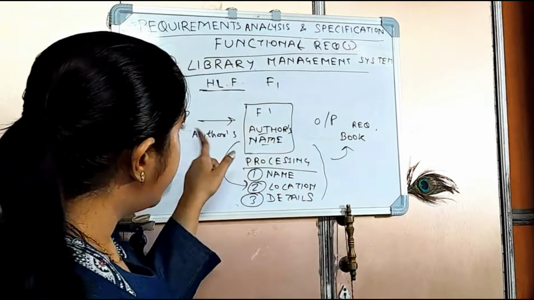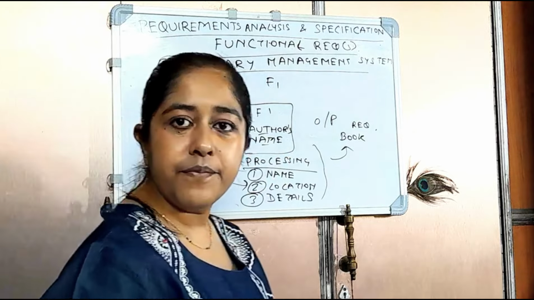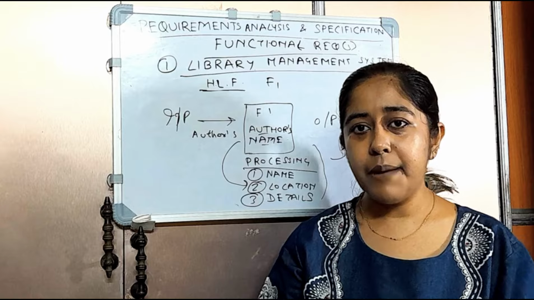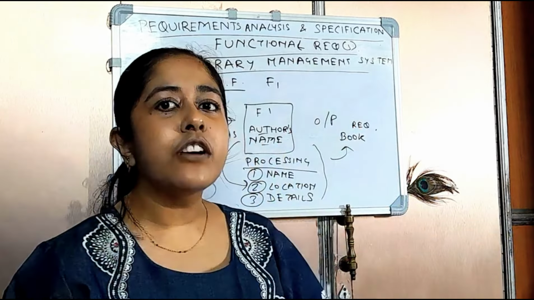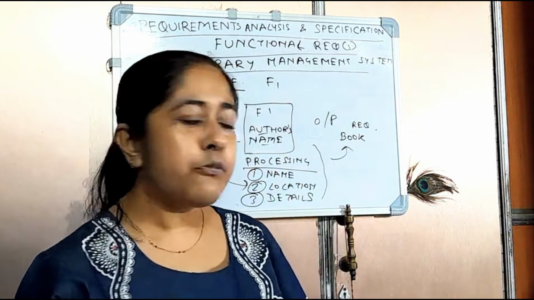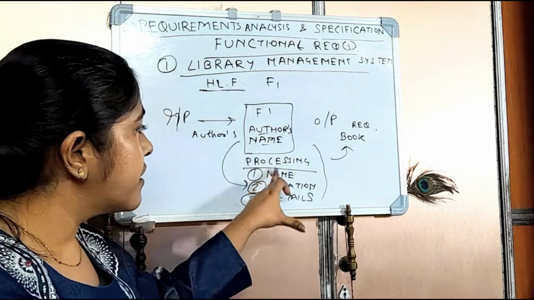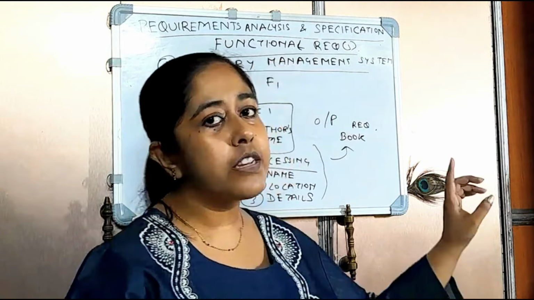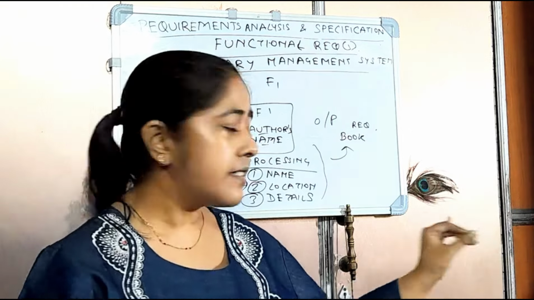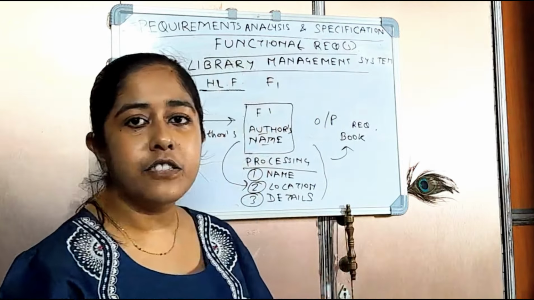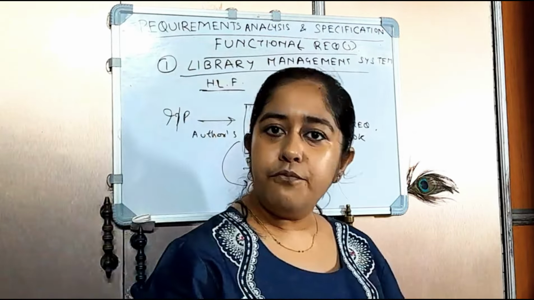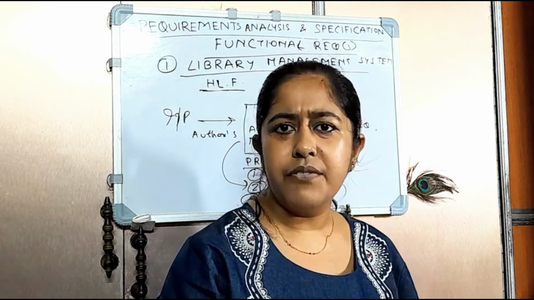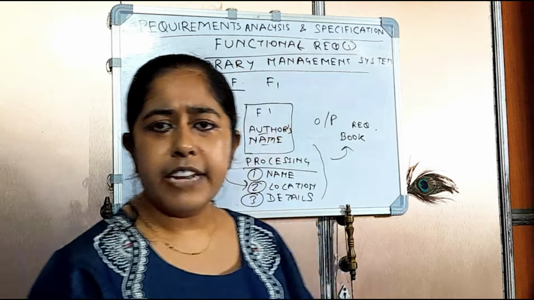What is going on here? I am giving the input as my author's name. So this is my input which is going there. Then my high level function is doing a processing. What processing? It is changing that author's name to three things: the name of the book, the location where the book is kept or the rack number, and third, the details. What is the serial number of that book? Everything, the different things which are given at the time of searching any book.